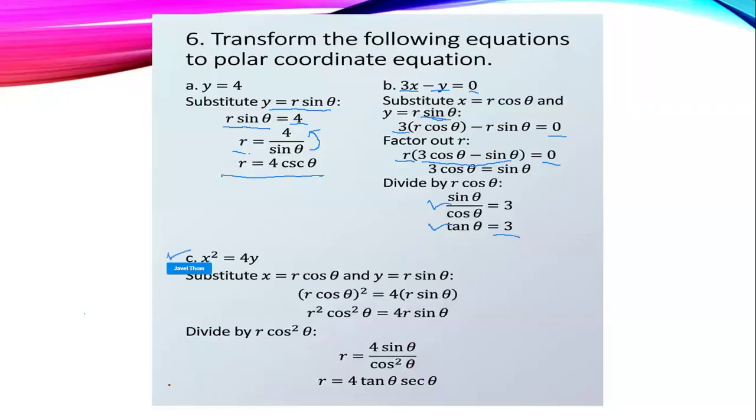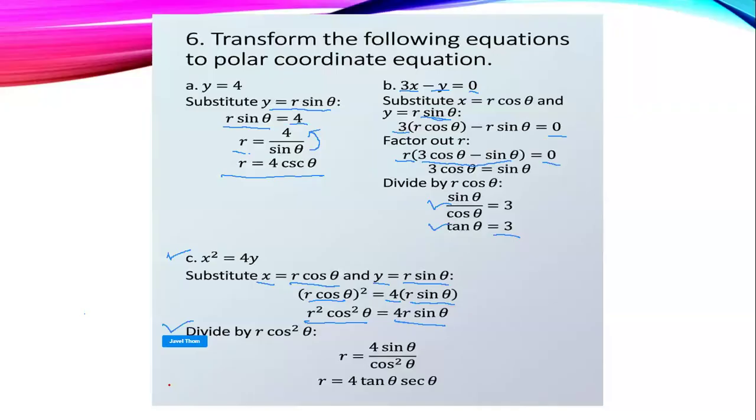Now moving on to c, we have x squared is equal to 4y. So we substitute: replace x with r cos theta, replace y with r sine theta, and we work it out. Where we see x, we substitute, so we have r cos theta squared equal to 4 times r sine theta. We work this out: square r, and you also square cos theta. We distribute, r times 4 times r sine theta.